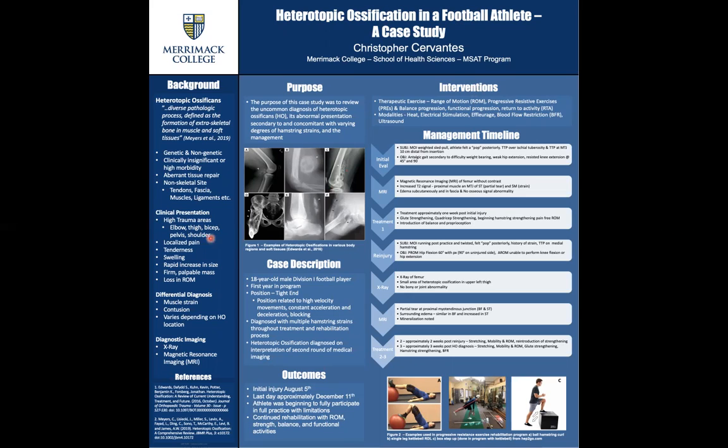This usually appears in high trauma areas like the elbow, the bicep, pelvis, and the shoulder. It's characterized by local pain, tenderness, or swelling, a rapid increase in size of that extraskeletal bone if it gets too serious, a firm and palpable mass, and also a loss of range of motion is usually noted. There are a lot of differential diagnoses that you can see here. If it's not heterotopic ossification, those are things you should think about. There's also diagnostic imaging to verify that this is the case. Usually X-ray and magnetic resonance imaging is used to fully define heterotopic ossification.